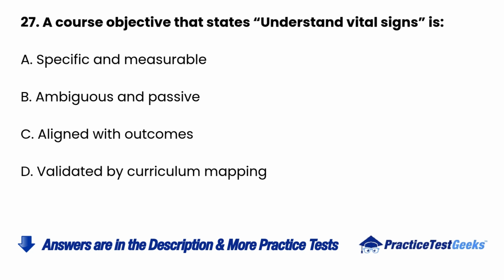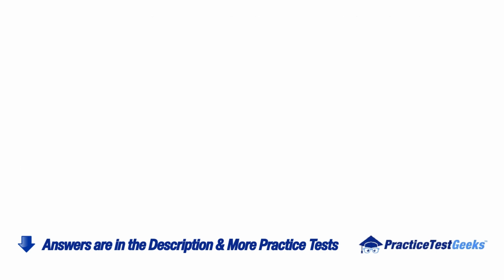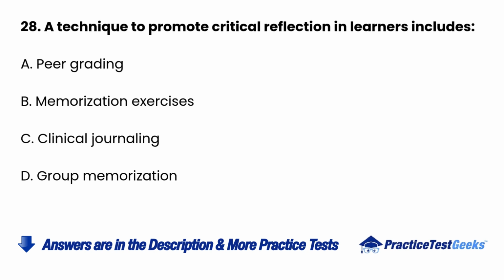27. A course objective that states "understand vital signs" is A. Specific and measurable. B. Ambiguous and passive. C. Aligned with outcomes. D. Validated by curriculum mapping. 28. A technique to promote critical reflection in learners includes A. Peer grading. B. Memorization exercises. C. Clinical journaling. D. Group memorization.